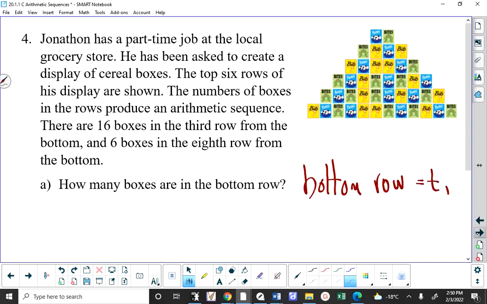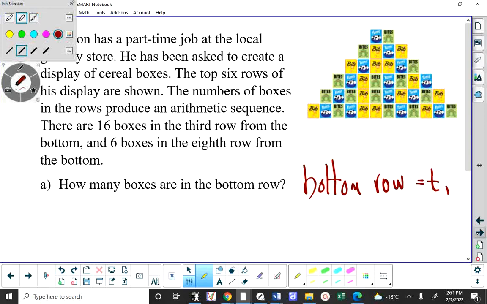And by the way, the bottom row is not shown. This is just the top 6 rows. There's more rows. The reason why I need to call the bottom row T1 is because of this statement.